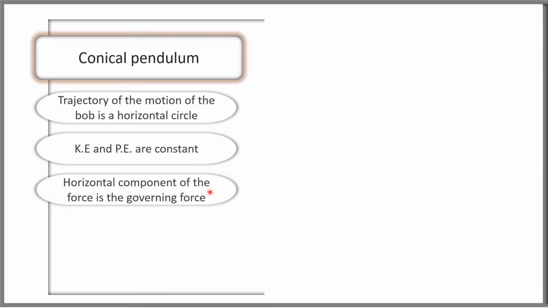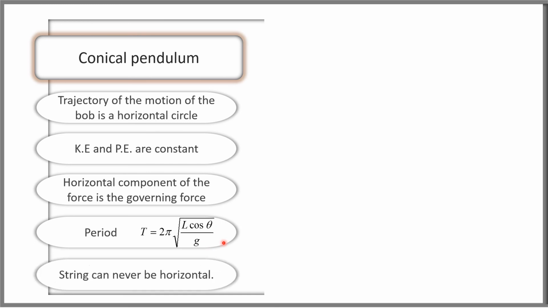The horizontal component of the force is the governing force, that means it provides the necessary centripetal force for its horizontal circular motion. The time period is calculated by using the relation T is equal to 2 pi under root of L cos theta upon g. The string can never be horizontal in a conical pendulum.